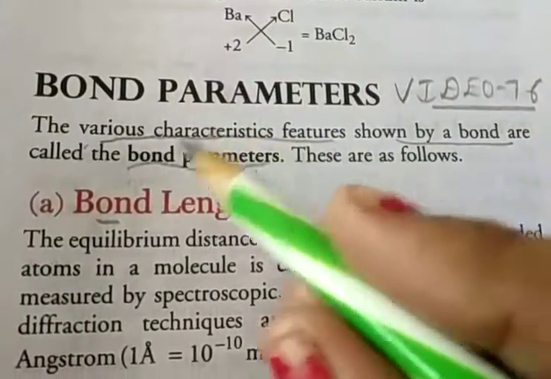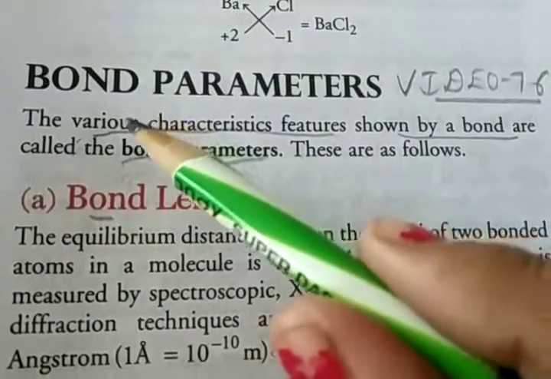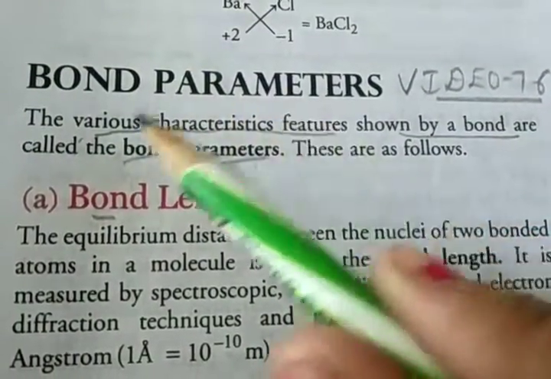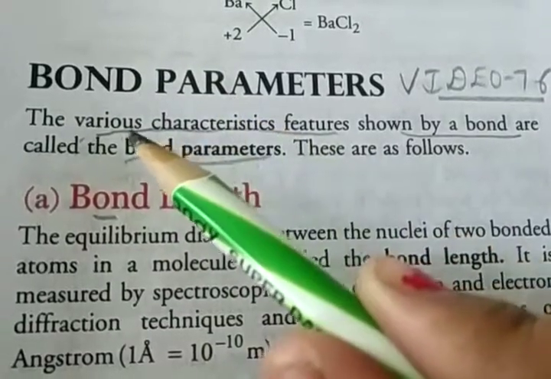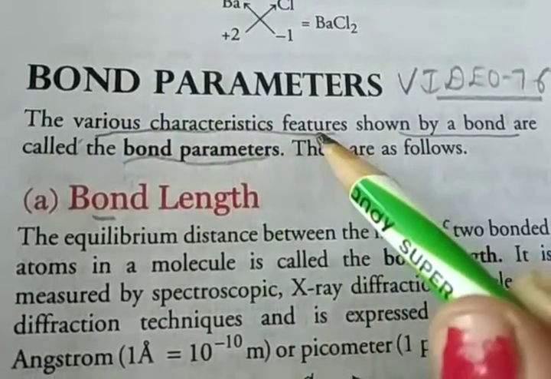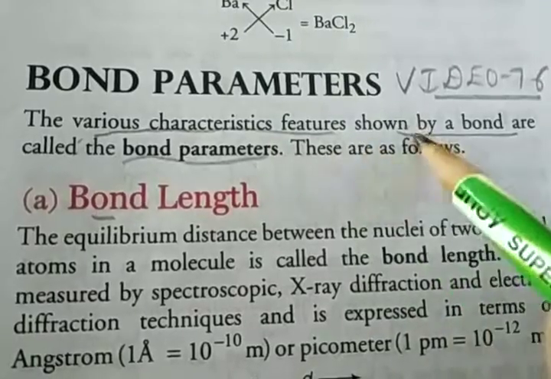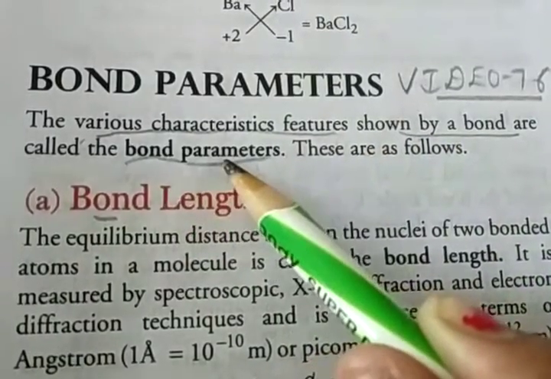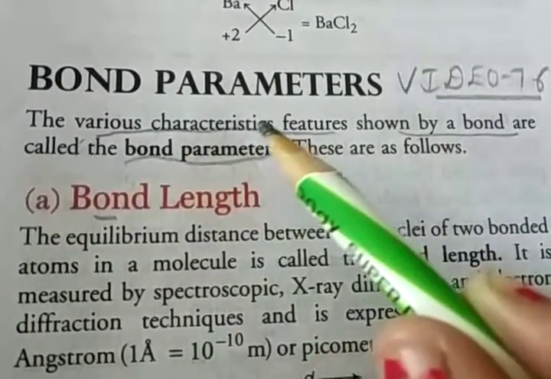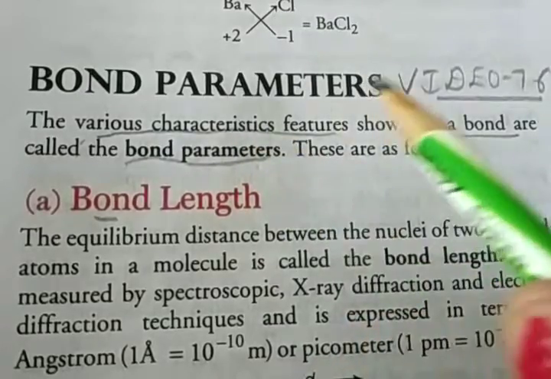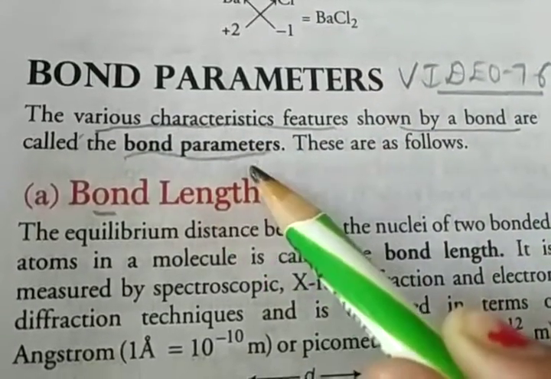In this video I will explain the topic bond parameters. So what are bond parameters? The various characteristic features shown by a bond are called the bond parameters. In simple language, those characters represented by a bond are called bond parameters.